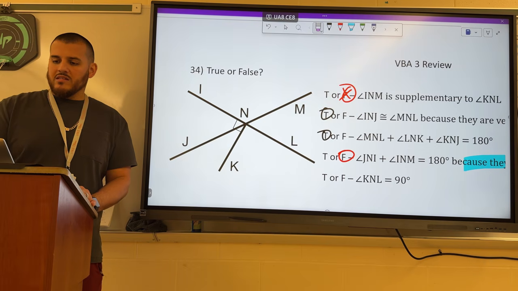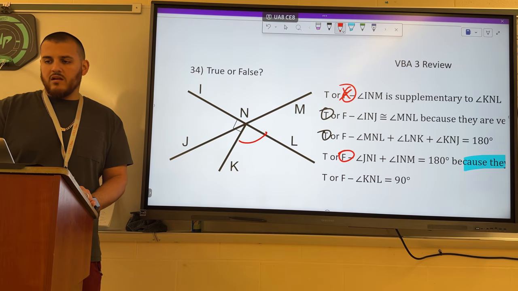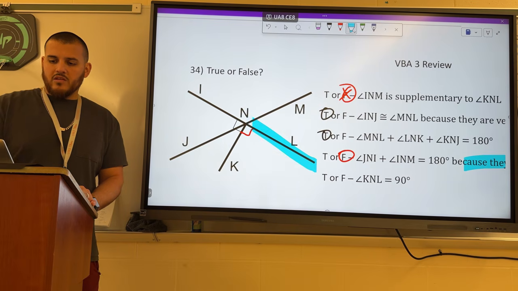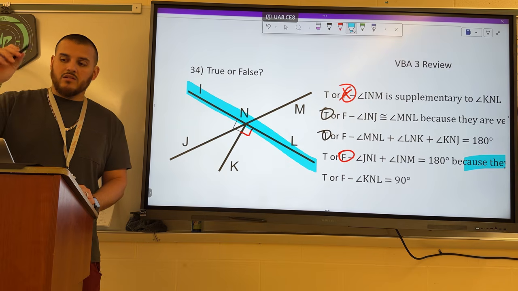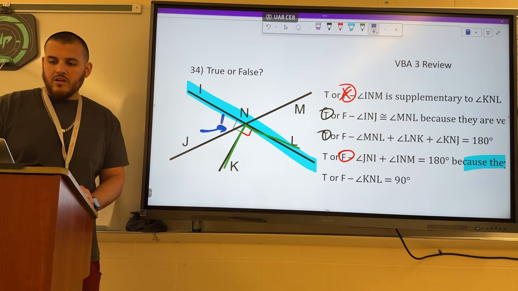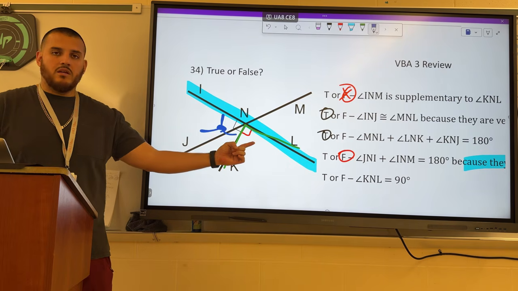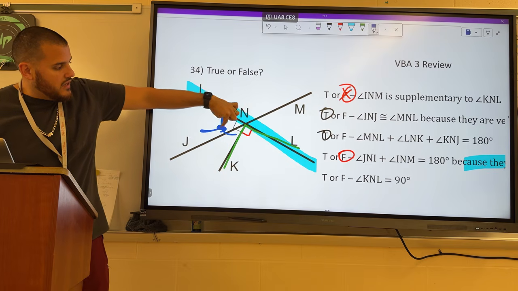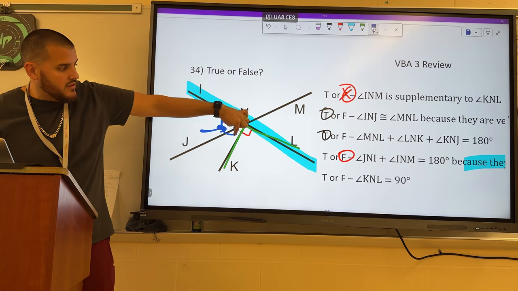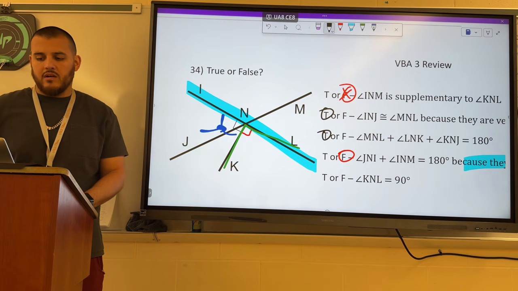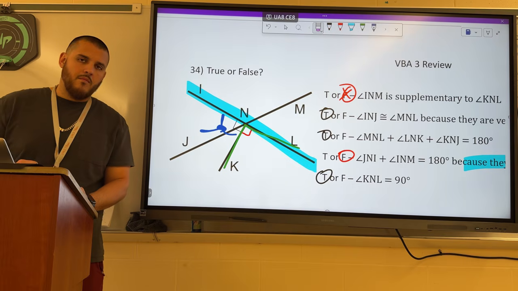Lastly, KNL is 90 degrees. So KNL is this angle right here. Is that 90 degrees? Well, here's a straight angle that I have to know is 180 degrees. And on the other side of KNL, we have a right angle, a sum of 90 degrees. So yeah, that has to be 90. Because on this side of the straight angle needs to be a total of 90. So if there's 90 all the way to this side in K, there needs to be another 90 degrees. That does have to be a right angle there. That is a true statement.